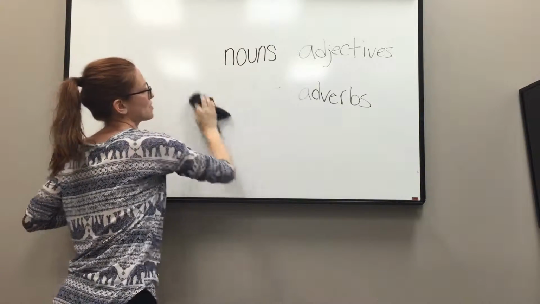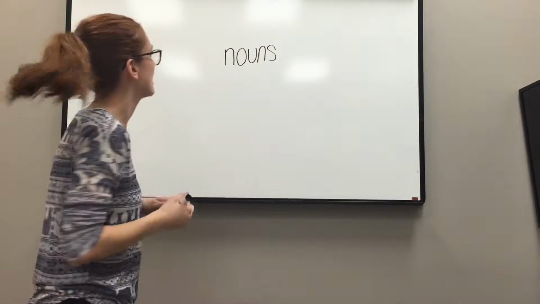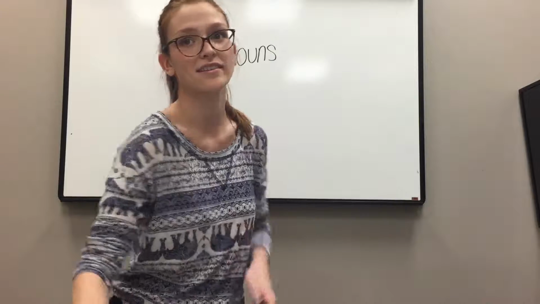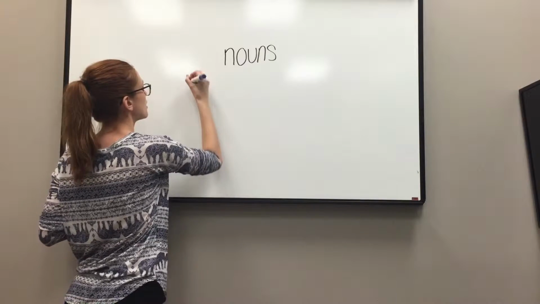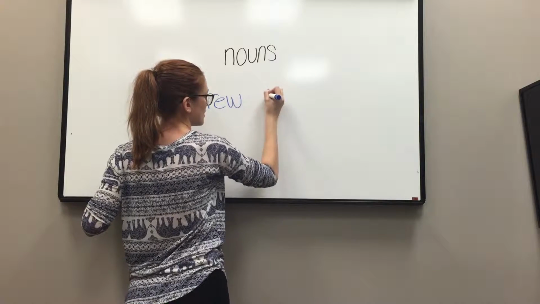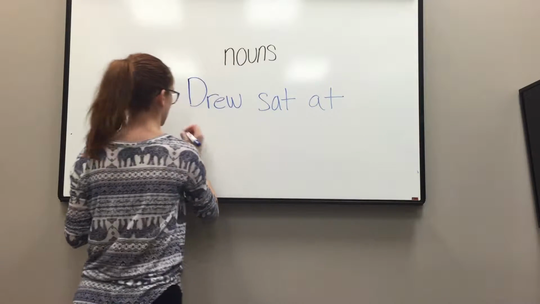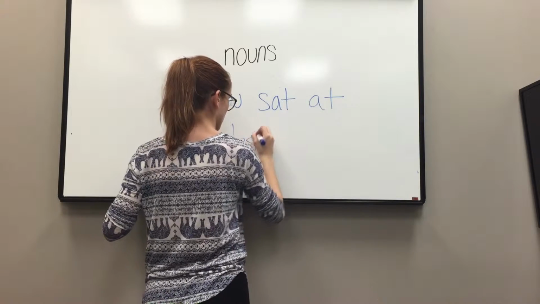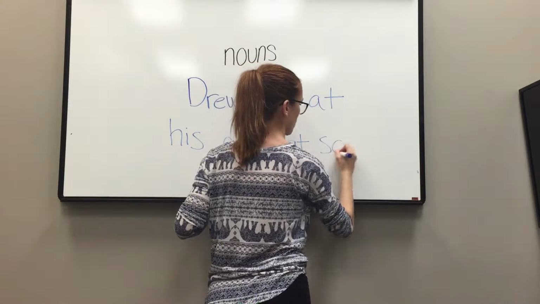Does anybody know what a noun is already? Right. It is a person, a place, or a thing. So let's look at some examples. Let's say: Drew sat at his desk at school.